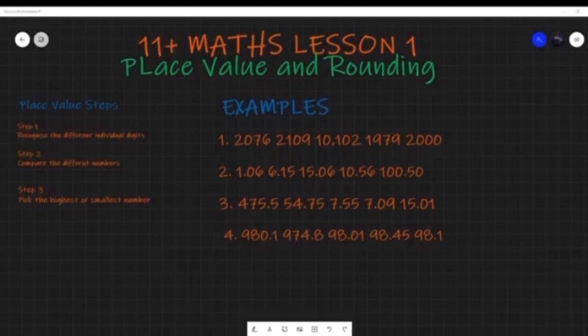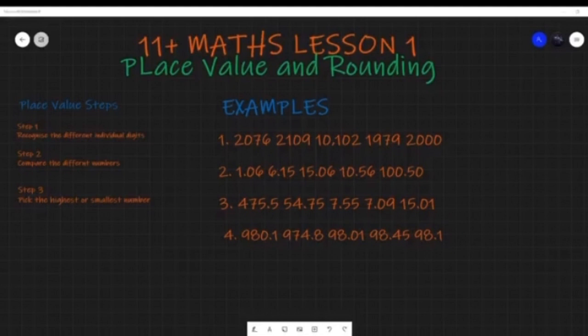So step 3 says to pick the highest or smallest number. So for 1 we're going to find the highest number. And that's quite easy since the third number is the only one with 5 digits, whereas the rest all have 4, which means that 10,102 is the highest number. In that example, if you were given any question and it asked for the highest number, you just pick 10,102, and that's an easy mark in this paper. So we're going to have a look at the rest and see if you can answer them.